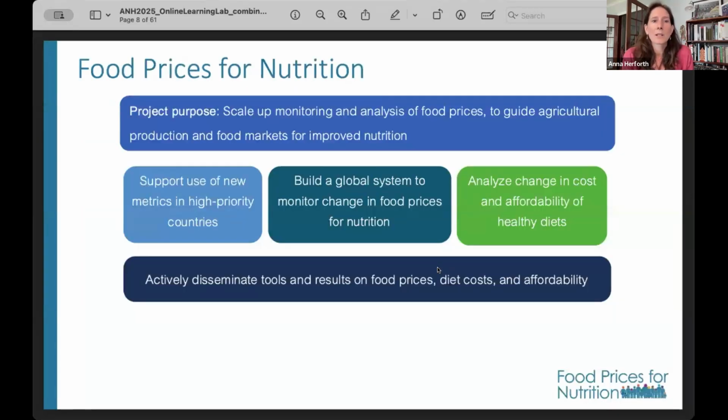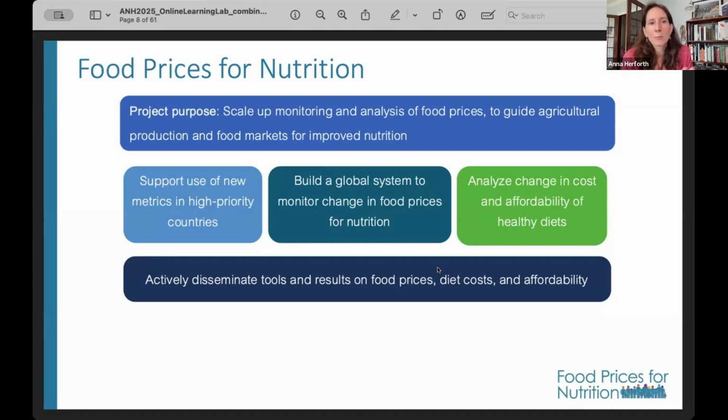So you can see that in the project framework, where our purpose has been to scale up monitoring and analysis of food prices, to guide agricultural production and food markets for improved nutrition. So it's really hitting the ANH core of how do we improve nutrition and health through agricultural systems and food systems? But indeed, there are other solutions to lack of access to healthy diets than only through agriculture. So it also deals with social protection and food environments more broadly.